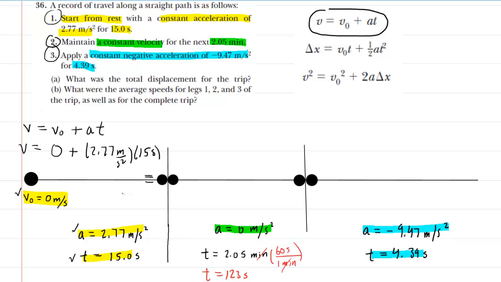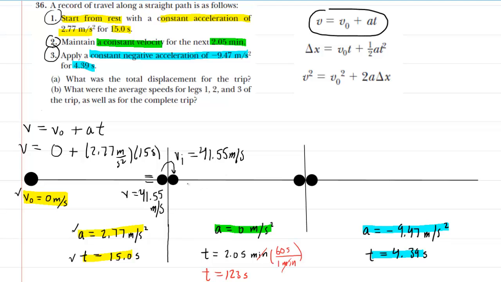So why don't we actually note that right over here? It's 41.55 meters per second. Now, the next important thing to note is this. The final velocity of segment 1 becomes the initial velocity of segment 2. So we can say the initial velocity for segment 2 is the 41.55 meters per second.